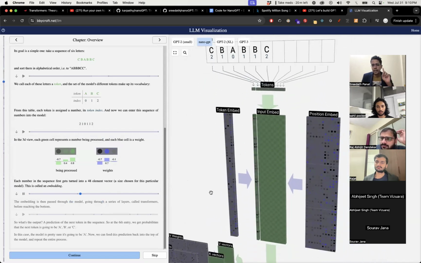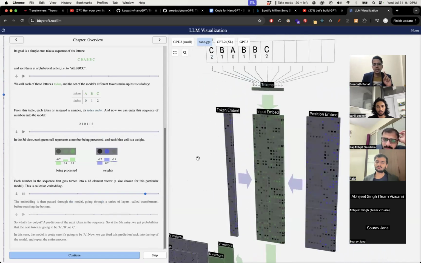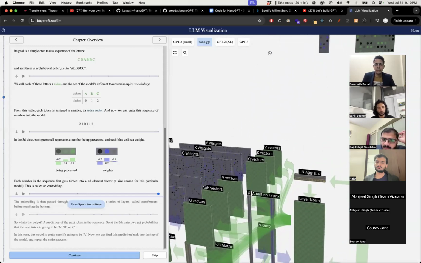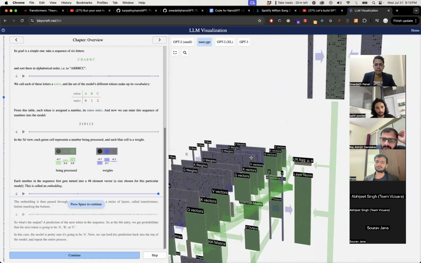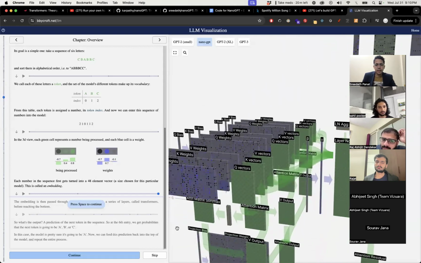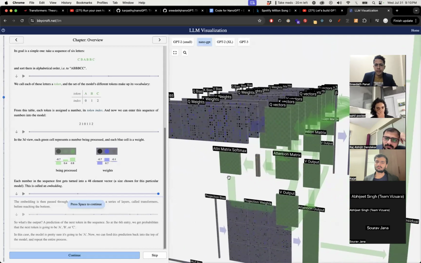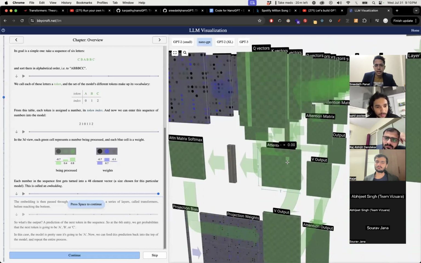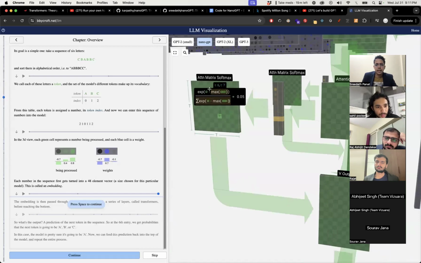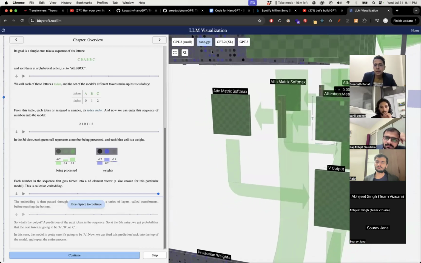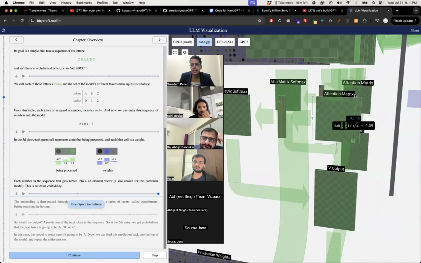But I'll just show one thing here, which is the multi-head attention. Many of you were asking in the chat, what exactly is attention? Attention is nothing but, if you just look at this matrix, the attention matrix. Do you see this matrix? This is a square matrix, and it is an example of an attention matrix.